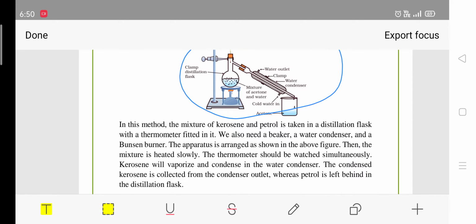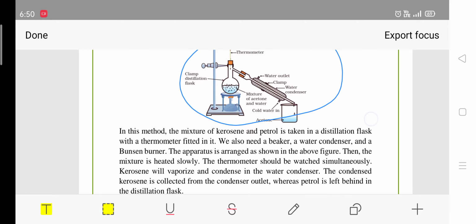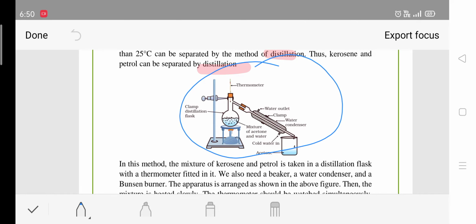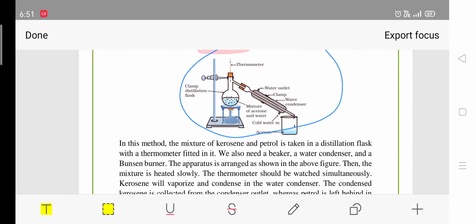In this method, the mixture of kerosene and petrol is taken in the distillation flask. This is the distillation flask. We take the mixture here with a thermometer fitted in it, and here a thermometer is also fitted. We also need a beaker, a water condenser and a Bunsen burner. All these things are shown in the figure. The apparatus is arranged as shown in the above figure.